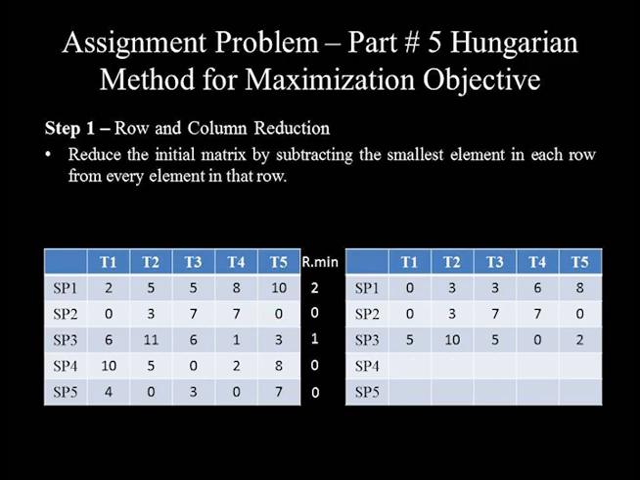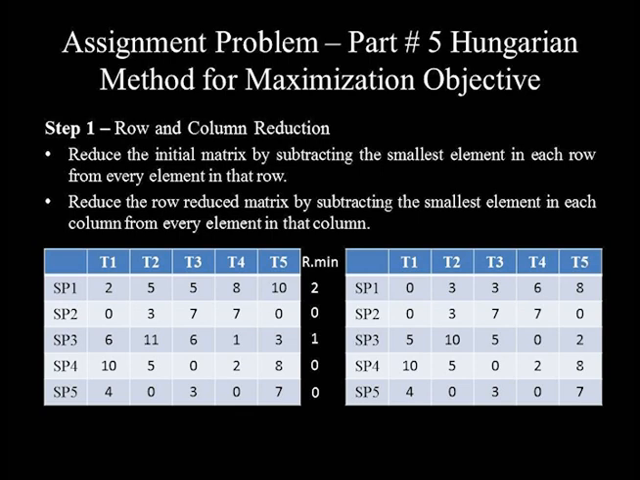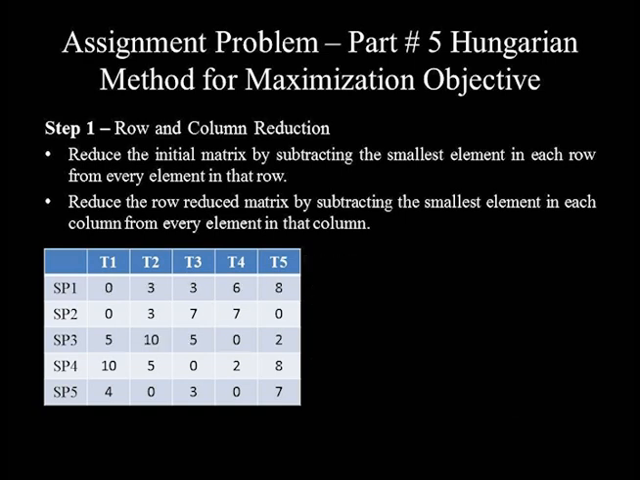We can also copy row 4 and row 5 values as they are, because the minimum value of each of these rows is 0, and hence deducting 0 will not change the values. The second substep of this first step is to reduce the row reduced matrix by subtracting the smallest element in each column from every element in that column. The minimum value of each of the 5 columns is 0. Thus, since deducting 0 will not change the values, we will skip the column reduction calculation and cast forward to step 2.